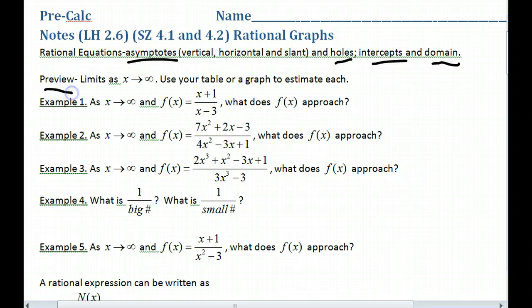So to start off with this preview, what we want to do is look at limits as x goes to infinity. Use your table or a graph to estimate each. So what we want to do is look at this first one, and then I'm going to ask you to do the second and third one, and maybe even the fourth one, and go from there. So what we want to look at is what happens as x goes to infinity of this rational function. What does f of x look like? Or what does f of x approach?